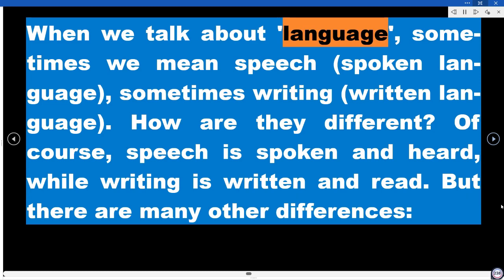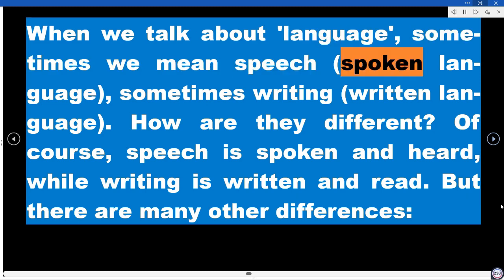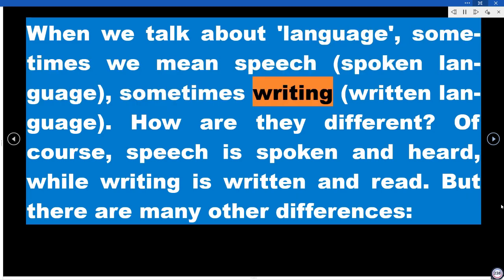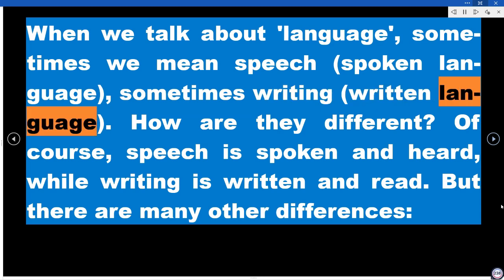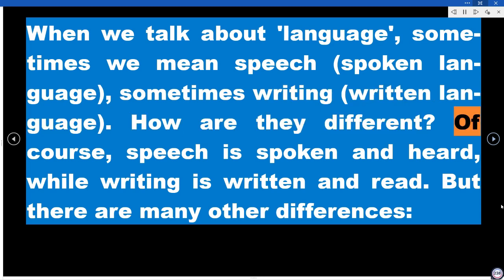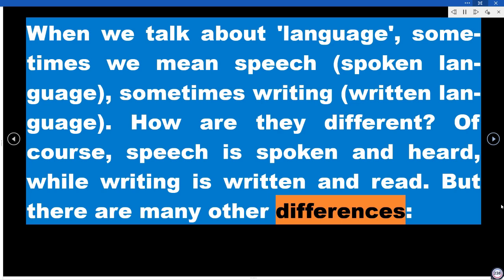When we talk about language, sometimes we mean speech, spoken language, sometimes writing, written language. How are they different? Of course, speech is spoken and heard, while writing is written and read. But there are many other differences.